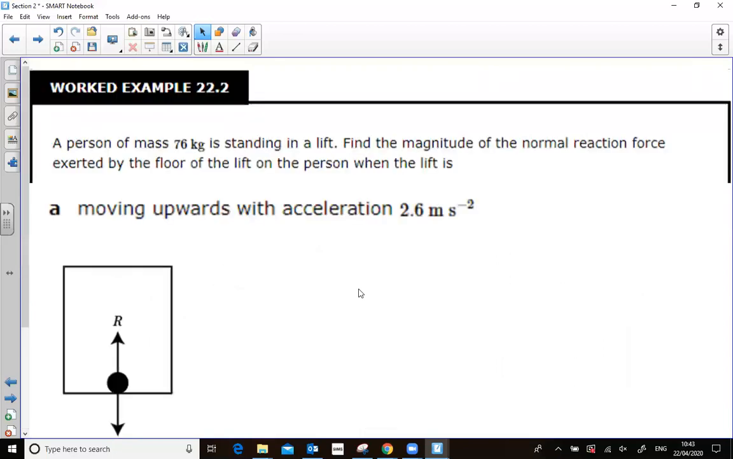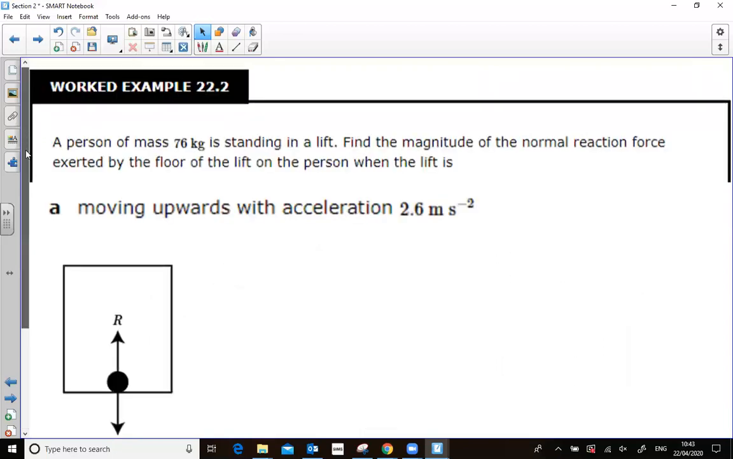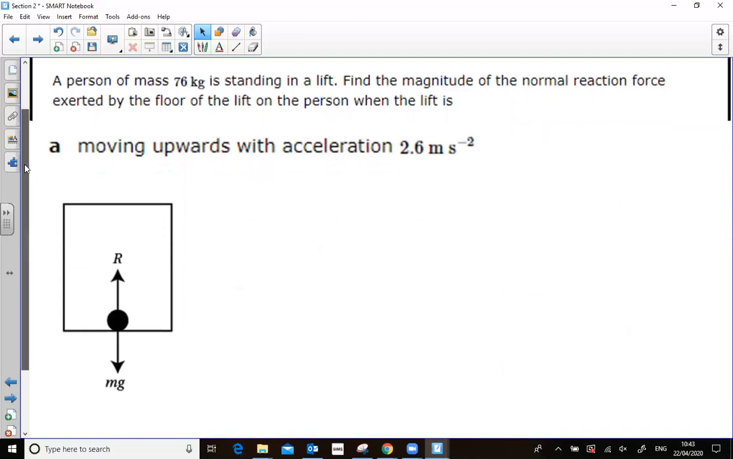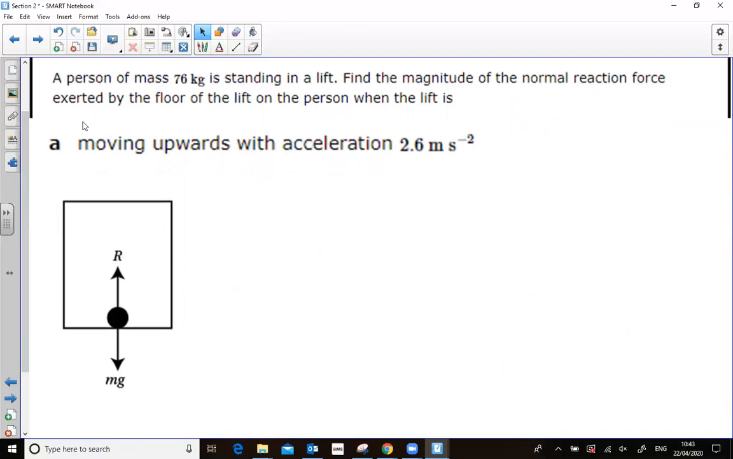Right. Let's look at an example. In this question, it says a person of mass 76 kg is standing in a lift. Find the magnitude of the normal reaction force exerted by the floor of the lift on the person when the lift is moving upwards with acceleration 2.6 meters per second squared.